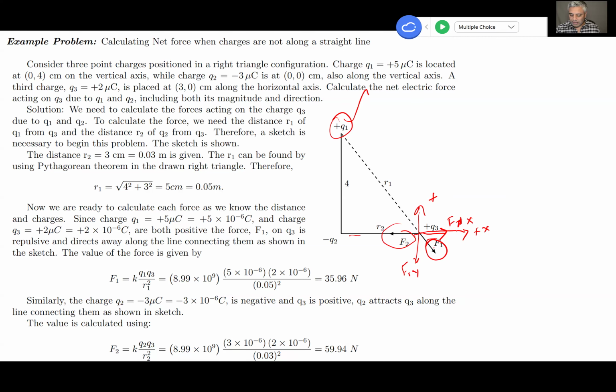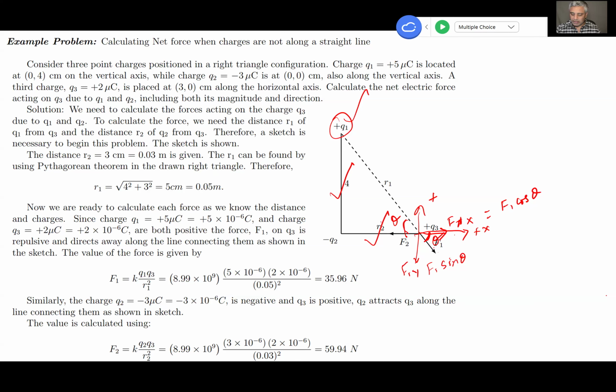F2 is pointing right along this direction, so it has only one component, which is F2, the x component. So we don't need to find components of that. To find the components of F1, we need to find the angle. In this case, since we know this side, we should be able to calculate this angle. Once we have that angle, then you should be able to write this component as F1 cosine theta, this one as F1 sine theta, and so on.